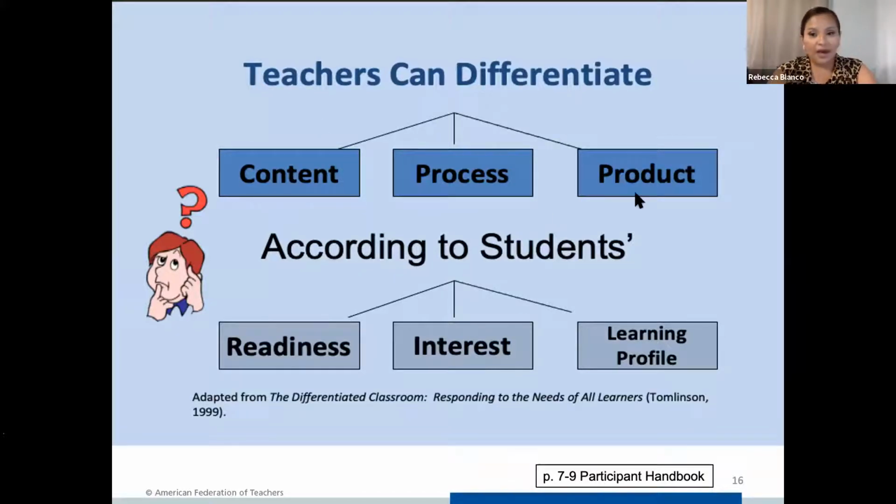So this is what we have control of, the content, the process, and the product, right? And we can differentiate this according to our students, what they bring to the table, right? Their readiness, their interest, and their learning profile. Now, I'm going to give you about 2-3 minutes to look in your handbook, pages 7 through 9, just so you can read a little bit about how we differentiate the stuff that we can control by the stuff that the kids bring to the table. Okay, so we're looking at pages 7 through 9 of the handbook. And again, if you need the handbook, I'm going to go ahead and share it with you in the chat.